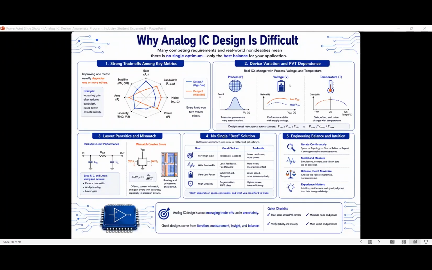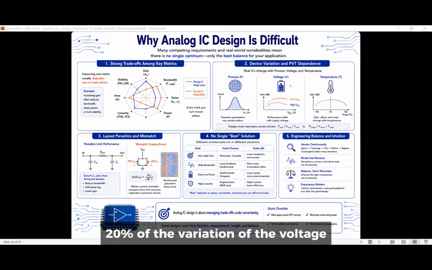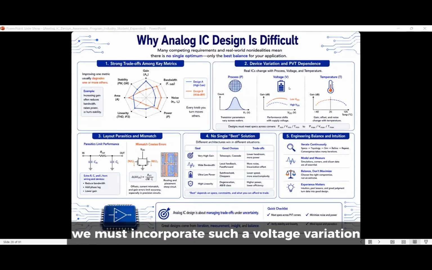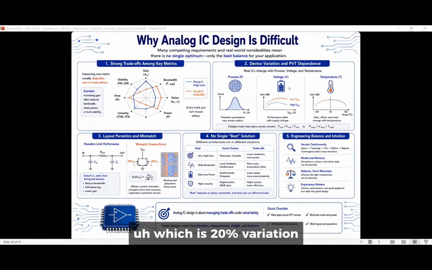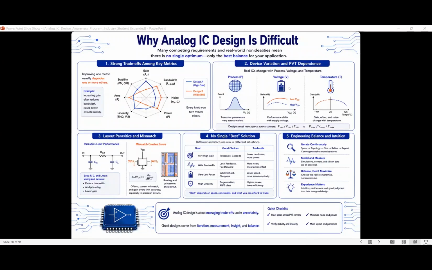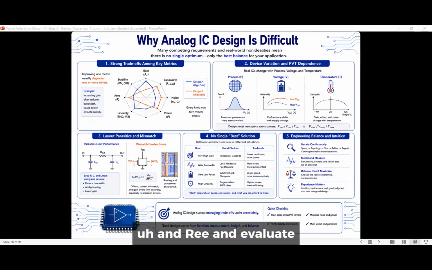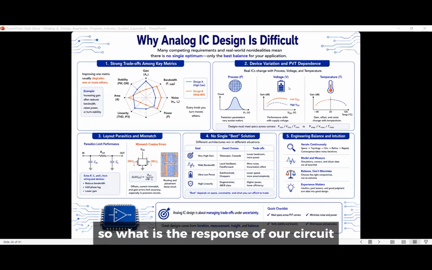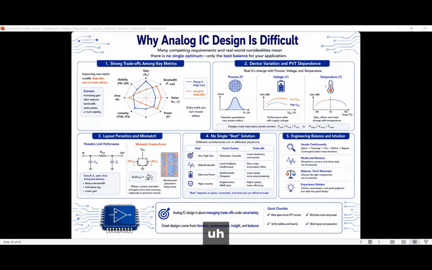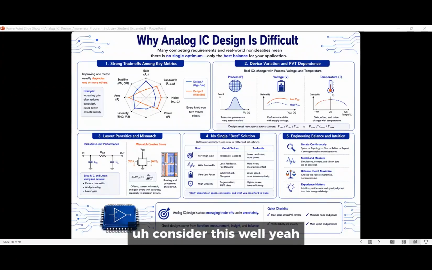of the voltage. Sometimes we specify 20% variation of the voltage. So when we conduct a simulation, we must incorporate such a voltage variation, which is 20% variation, and evaluate: what is the response of our circuit? Is it still functioning well, or does it enter some other region that may impede the circuit's functioning? So we must consider this well.